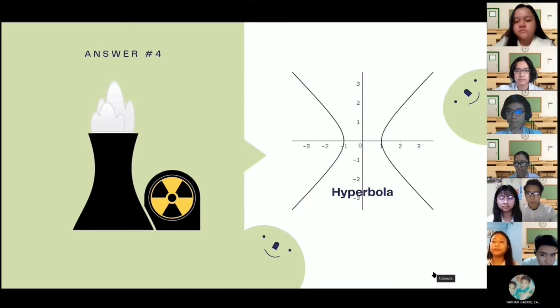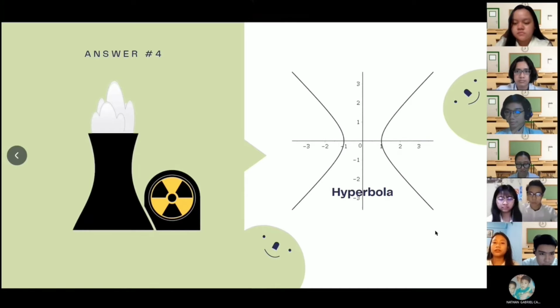Do you guys know that you can form the four types of conic sections by cutting a cone at different angles? Is there anyone who can tell me about how these curves form? Yes, Nicholas. Sir, when the plane is perpendicular to the axis of the cone, the intersection will produce a circle. How about you, Nathan? Sir, when the plane is slightly tilted, it will form an ellipse.